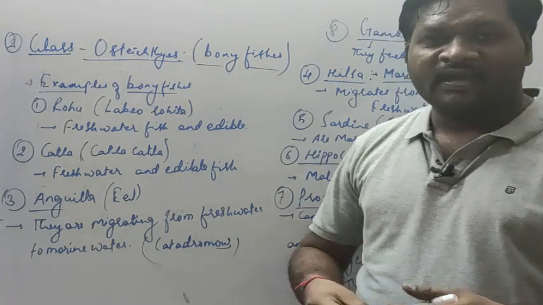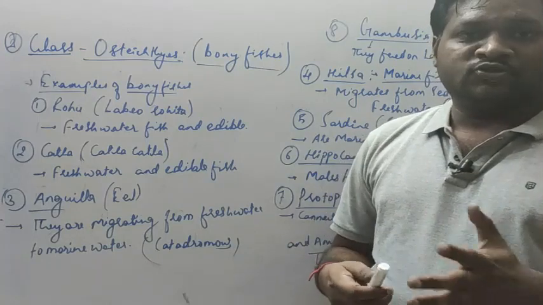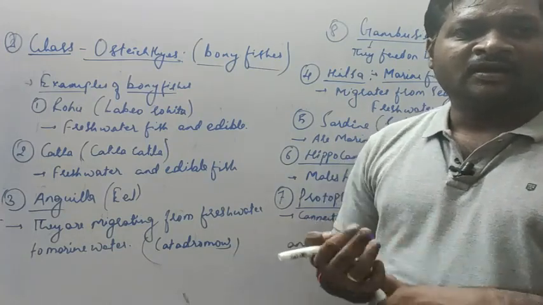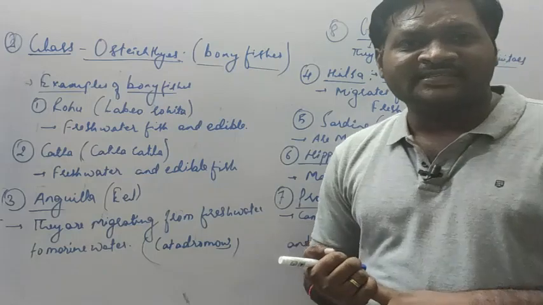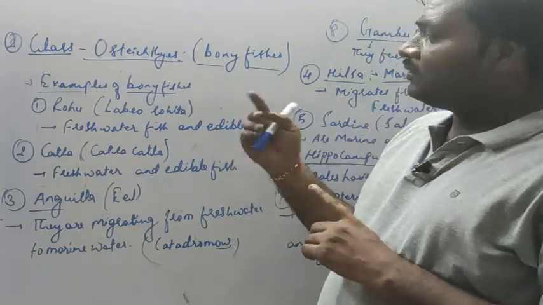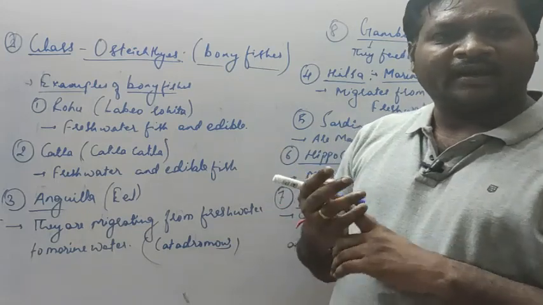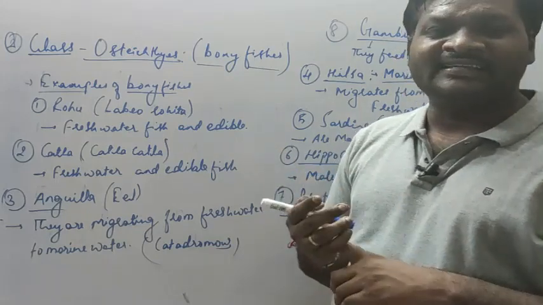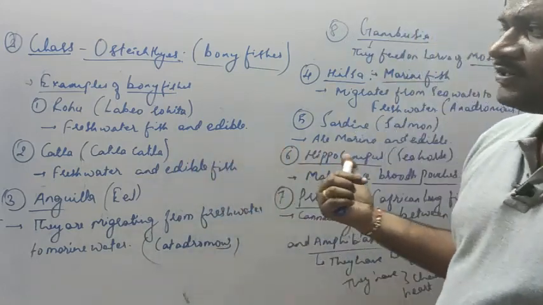So in this way we have covered the superclass Pisces, consisting of two classes, Chondrichthyes and Osteichthyes, that is the cartilaginous fishes and the bony fishes.